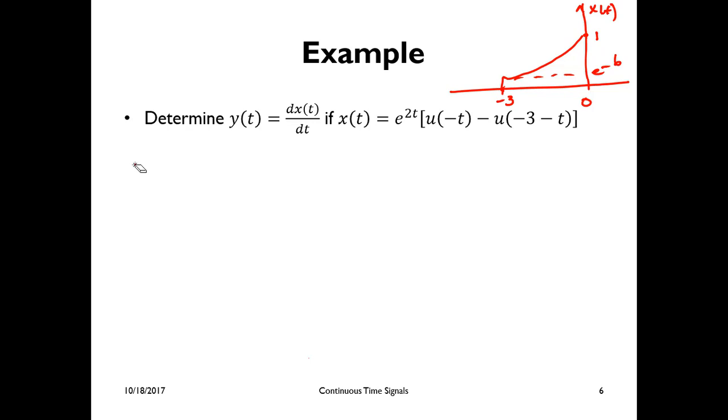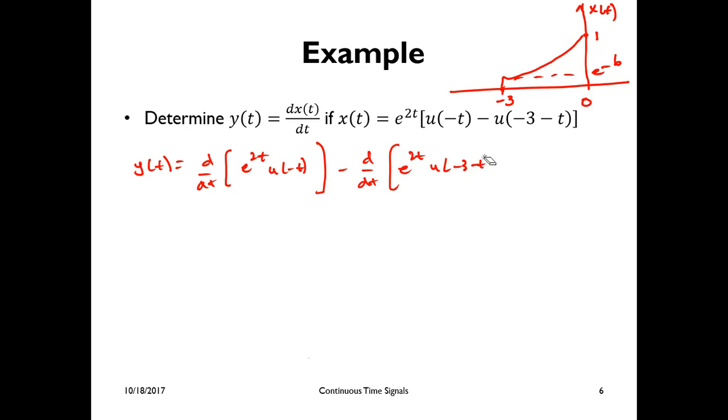So now, if I want to calculate y of t, I'm going to differentiate this function. So this is going to be the derivative of e to the 2t times u of minus t, and I'm going to subtract the derivative of e to the 2t times u of minus 3 minus t. So this is going to be 2 e to the 2t times u of minus t.